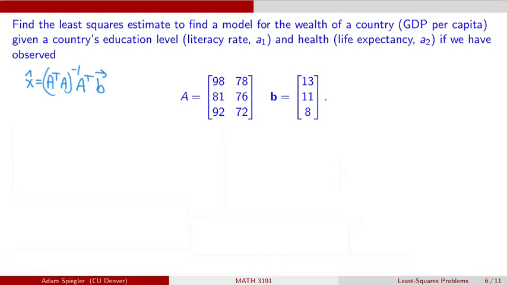So down below, we have our matrix A that we'll call a model matrix, and this corresponds to the observed literacy rates, which are in the column for A1, and the observed life expectancies, which are the second column of this matrix. So each row is a different observation, a different country, and we have a pair of values, their literacy rate and their life expectancy. And then vector B is our vector of response values. The response here is the GDP per capita. So this is country 1, their GDP per capita, country 2, and country 3.